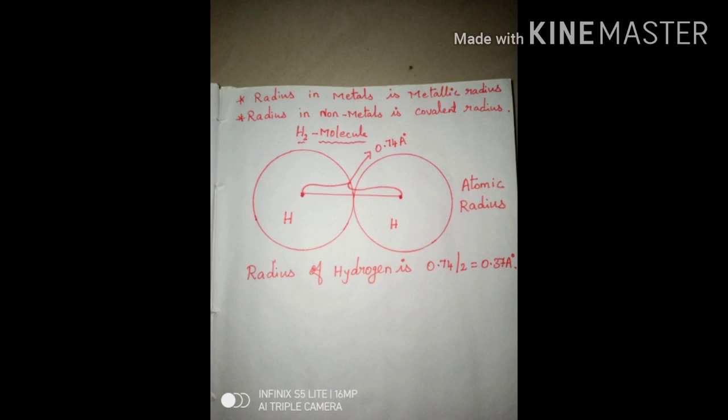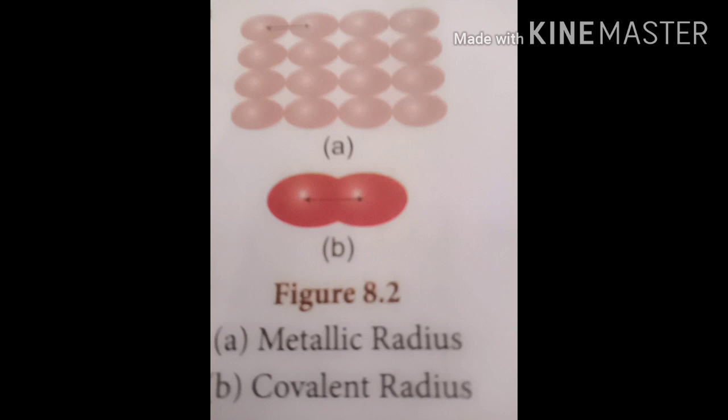For example, we take the hydrogen molecule. The distance between the two hydrogen nuclei of the molecule is 0.74 Angstrom unit. So its covalent radius is 0.74 divided by 2, which is equal to 0.37 Angstrom unit. We look at the figure, you know very well how it will be calculated.